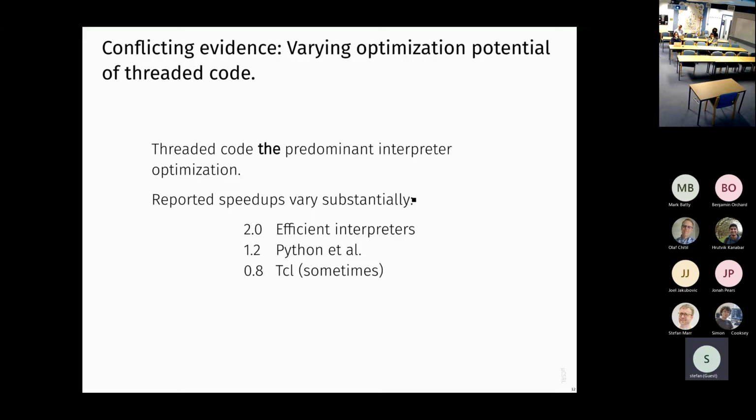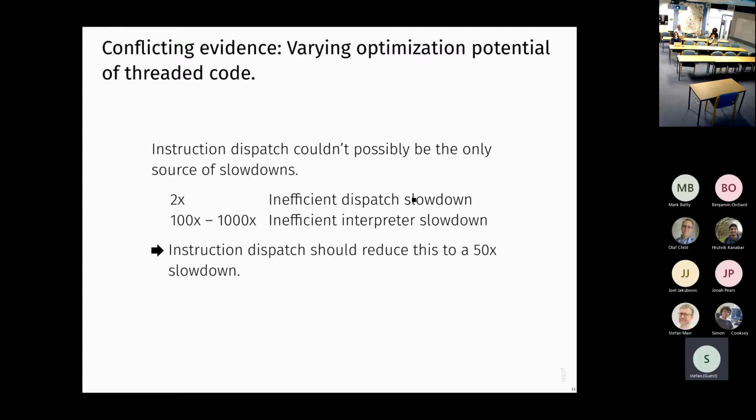And nobody really understood this, because the people who worked on dispatch-based optimizations focused primarily on efficient interpreters and not so much on the slower ones. And more to the point, instruction dispatch could possibly be the only source of slowdown here, because when you go from threaded code to switch dispatch, you'd get about a 2x performance slowdown, whereas the inefficient interpreters were 100x to 1000x slower. So the instruction dispatch should have reduced this to a 50x slowdown if and only if that would actually have been the key source of performance impact.